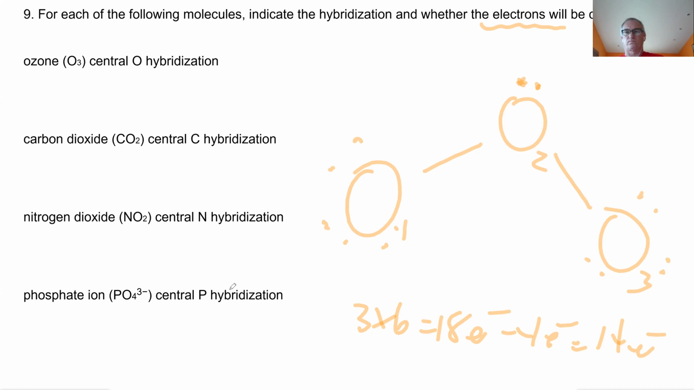Okay. So now it's time to look at my octets. So we know that oxygen 1 and oxygen 3 have octets because we gave them octets. So that's not an issue. But what about oxygen 2? It does not.